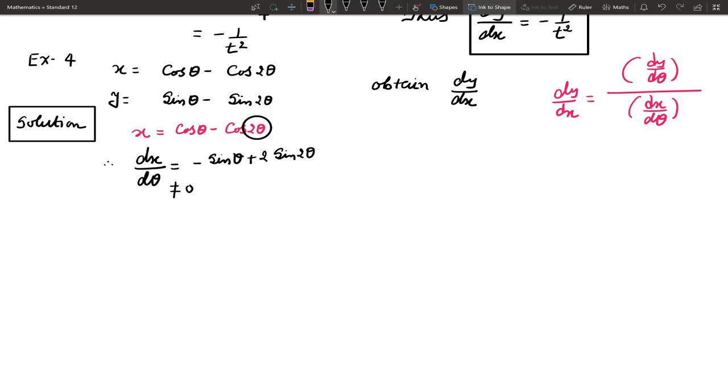So dy by d theta, now y equal to sin theta minus sin 2 theta. So dy by d theta: derivative of sin theta is cos theta, minus cos 2 theta, the derivative of sin 2 theta, into, by chain rule, d by d theta of 2 theta.